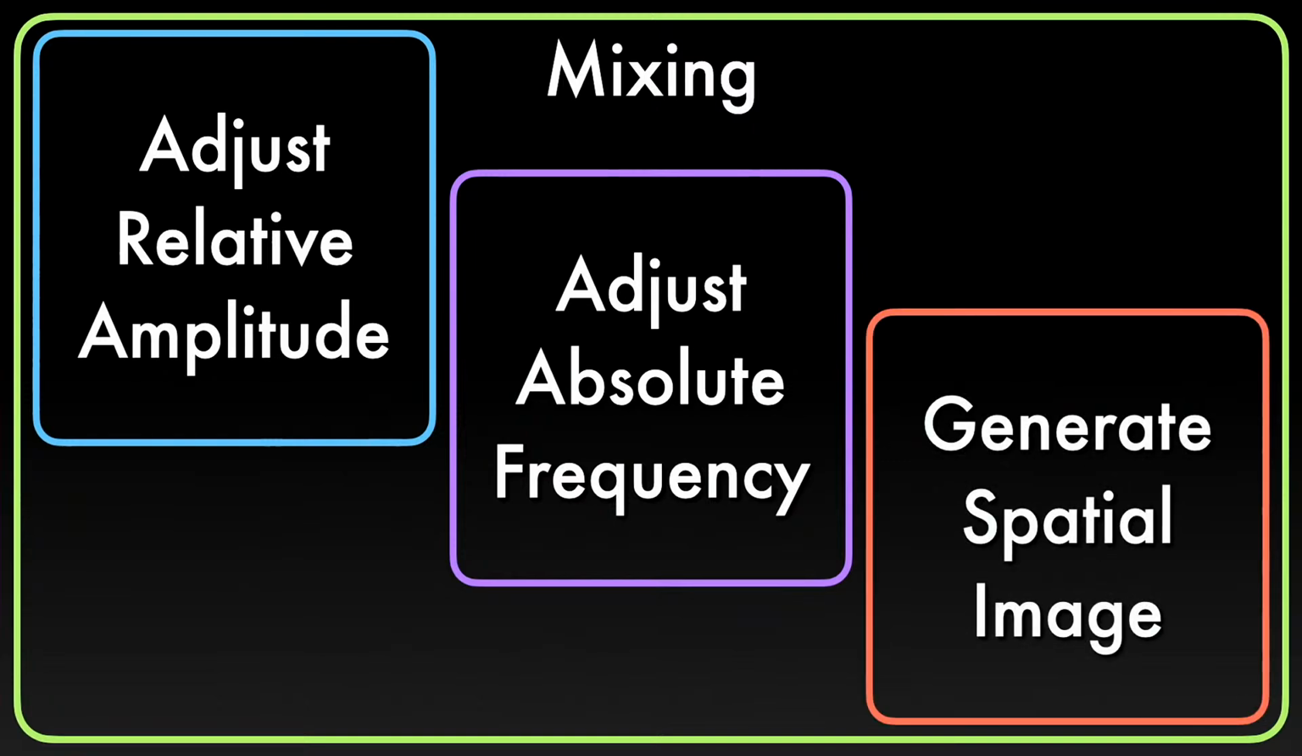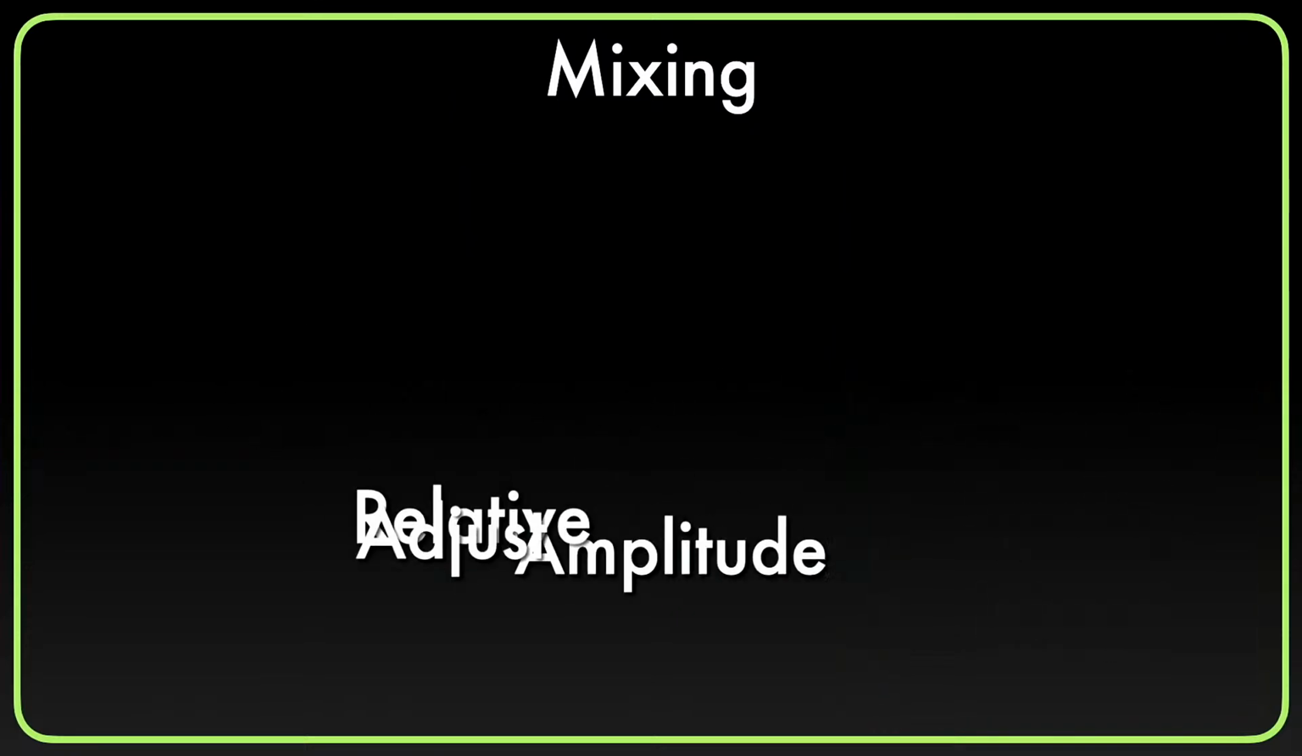And then the other one is generate spatial image. So I'm going to cover mainly a stereo one. I will touch on some 5.1, but we'll keep it to stereo basically. So this is that instrument in the left, the right, slight left, slight right. You can decide that as well during this stage in the mix.